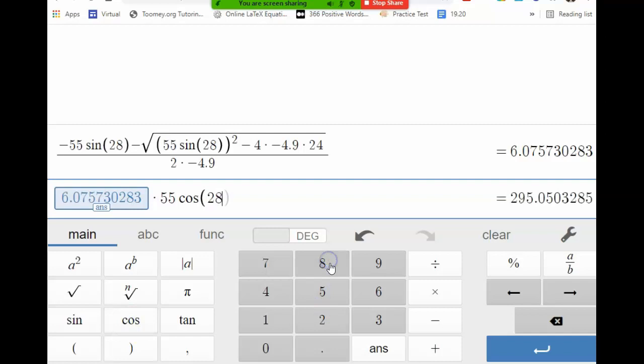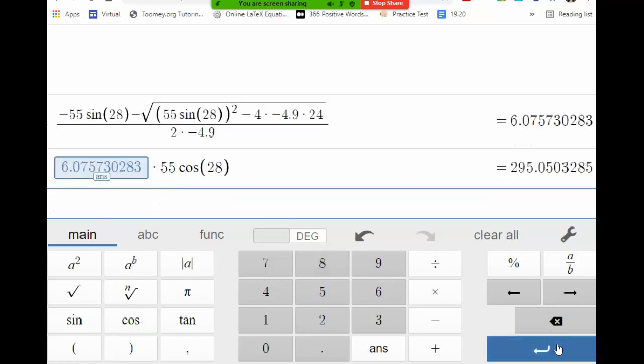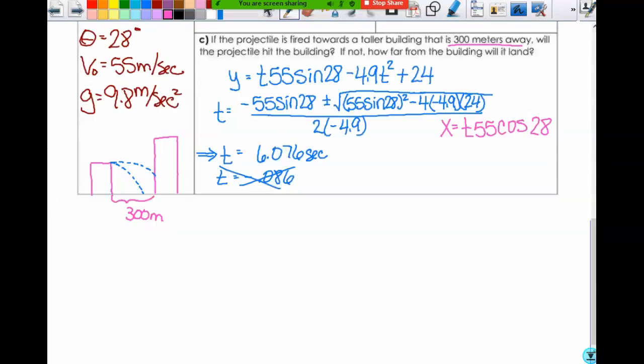Yeah, 28. So that is 295.050. So what I get here is that x equals 295.0, whatever, it doesn't even matter. Is it going to hit the building? No, because it hits the ground before it. And so it says, is it? And if not, how far from the building will it land?